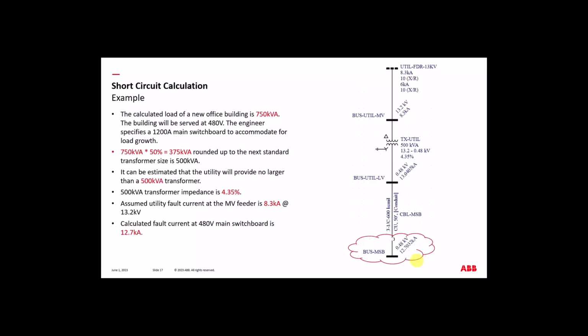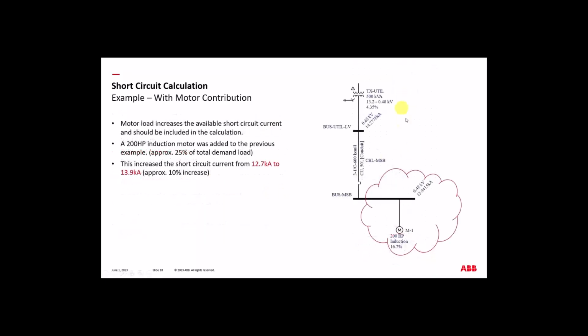Now think about it. That's a lot lower than what typically ends up getting specified for a main switchboard on an office building. For a main 1200 amp switchboard for an office building, a lot of engineers will just default to 65 kA. That's a big difference. So realistically, you're really at 12.7 kA, and this is a conservative calculation. That's the take-home point of this slide.